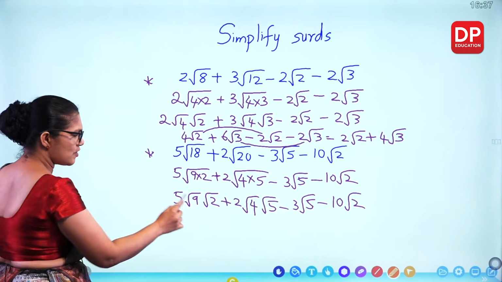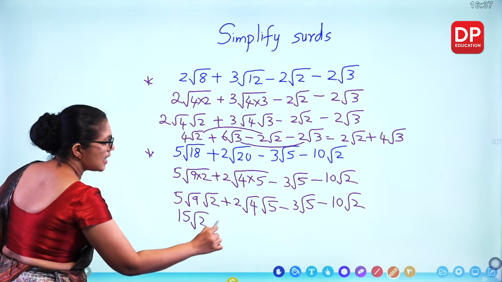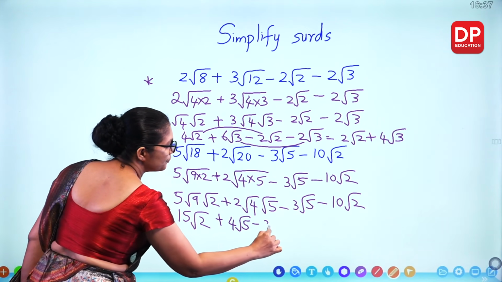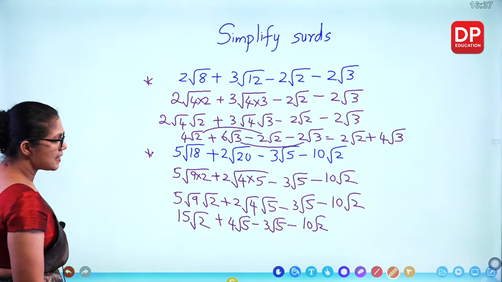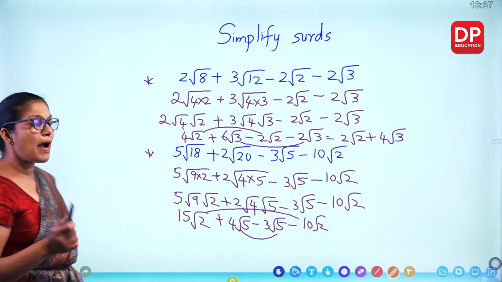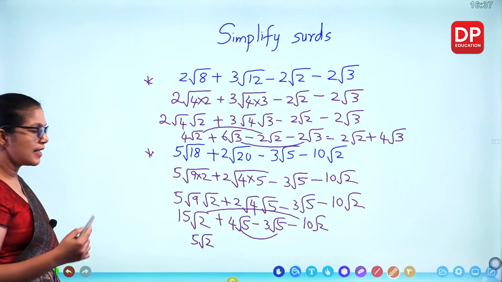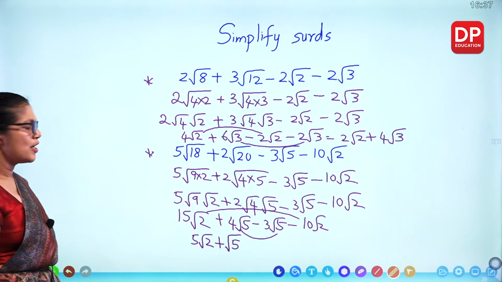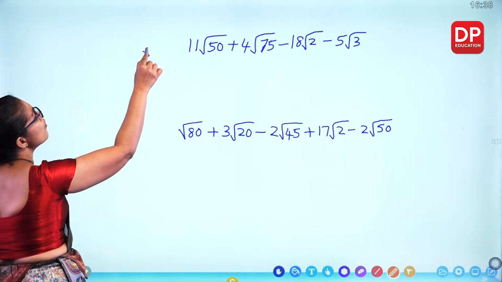Now simplify. What is root 9? Root 9 is 3. 3 times 5, 15. Root 4 is 2. 2 times 2, 4. Now you can simplify same surd value. So these two together, these two together. So what is 15 minus 10? You get 5. What is 4 minus 3? You get 1. So 1 root 5, without writing 1, you can write root 5. We'll take some more examples.